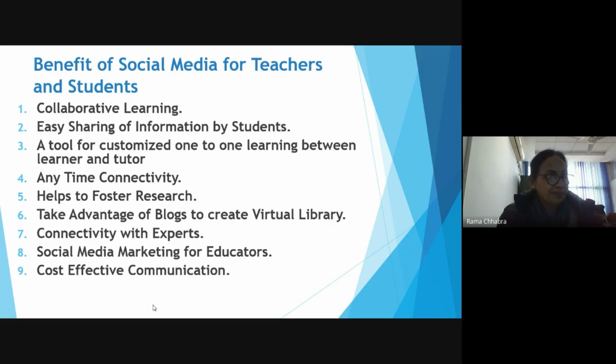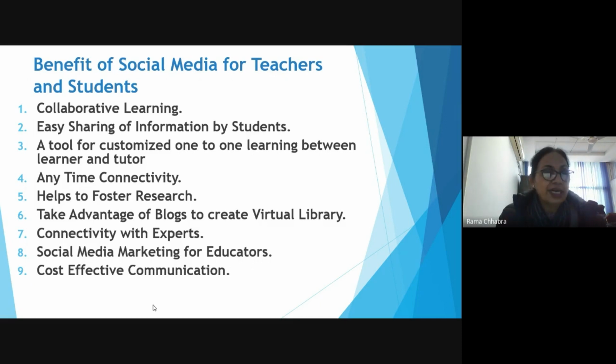Now coming to the benefits of social media for teachers and students. As I said, social media has a lot to offer to the educational community. Here are some of the direct benefits of social media usage for the academic world. The collaborative learning. I think over many years, social media has gained superior credibility as a trusted source of information and a platform where organizations can interact with their global audiences.